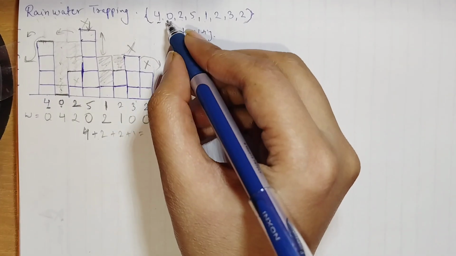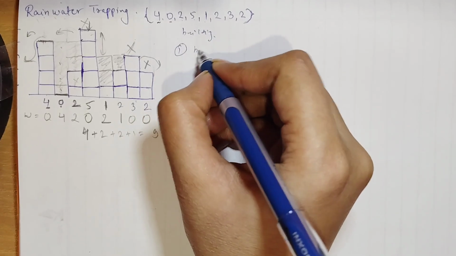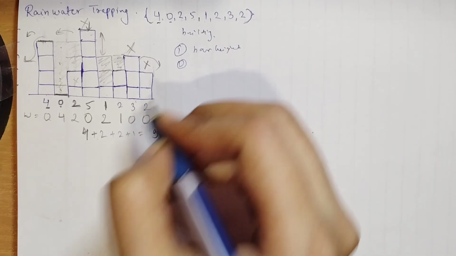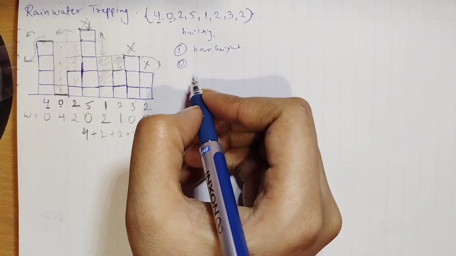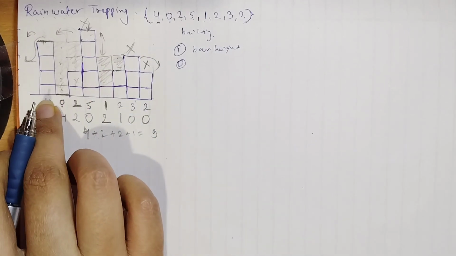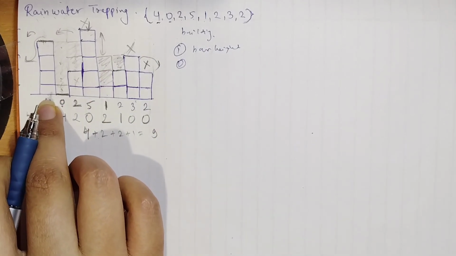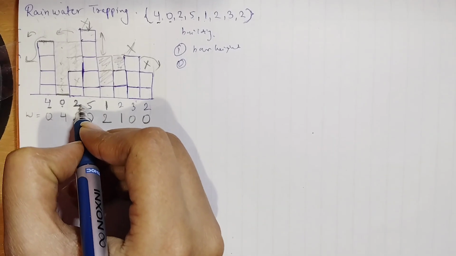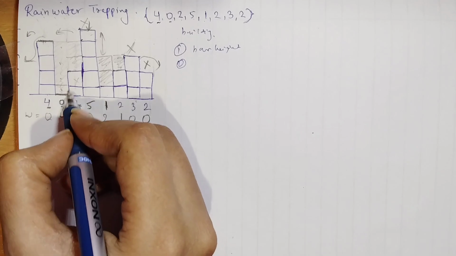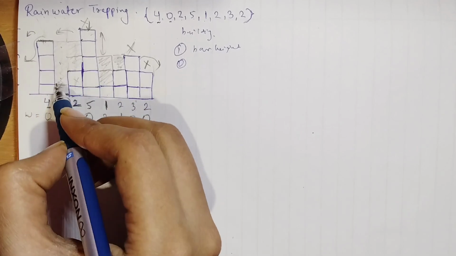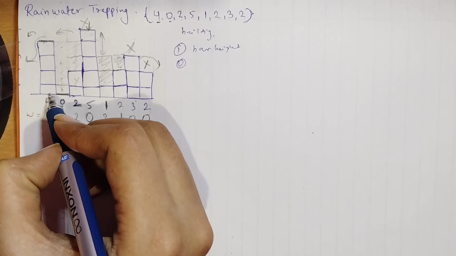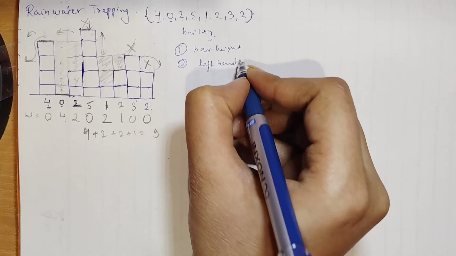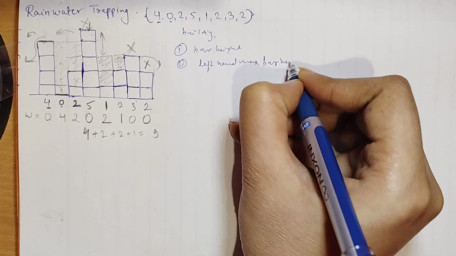First will be our bar height, which is written in this array. Second, on the left hand side we have to find which bar height is more than our current bar height. Means if I take this example 2, we have to find which bar height on the left hand side is more than this bar height. So which is 4. 4 is more than 2. Yes, it is. So the second thing will be the left hand maximum bar height.